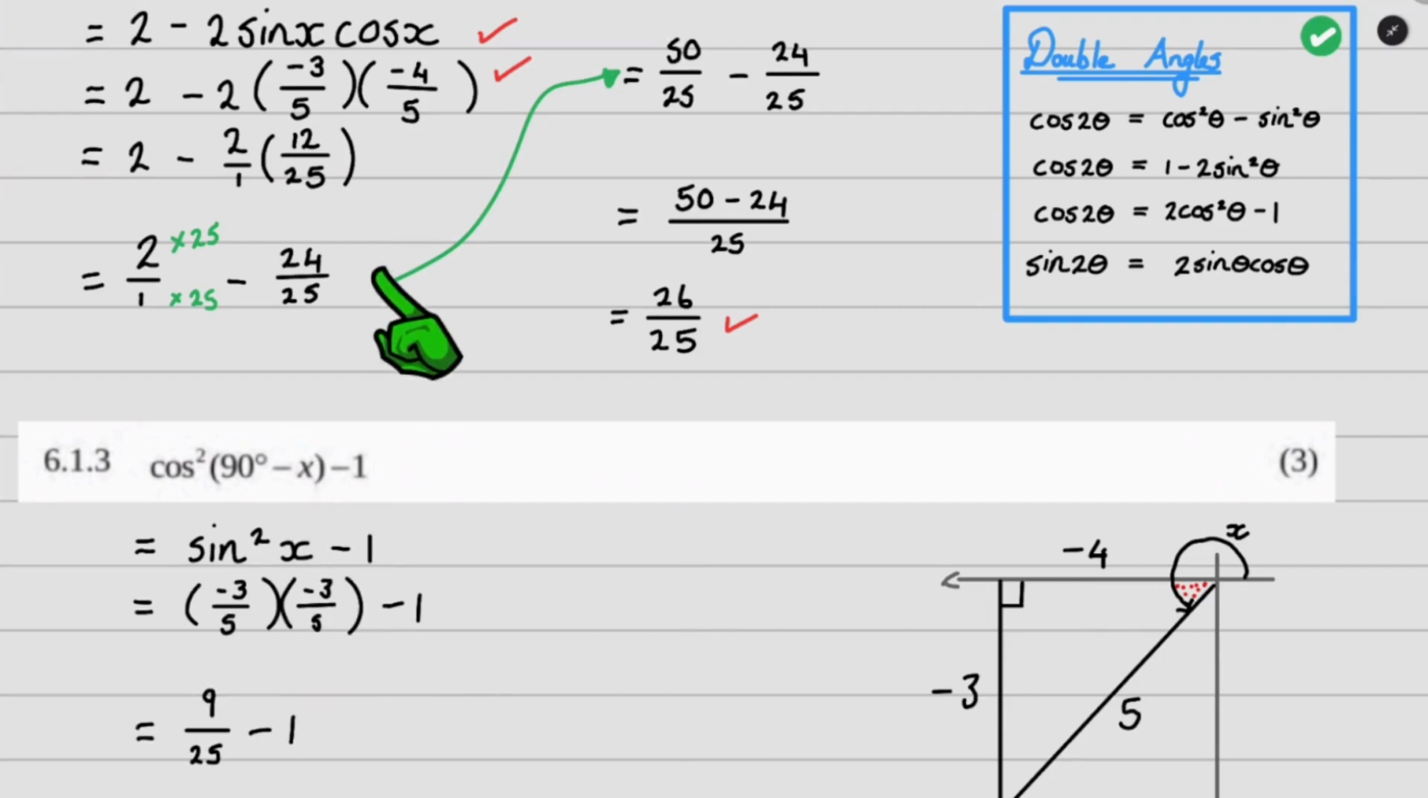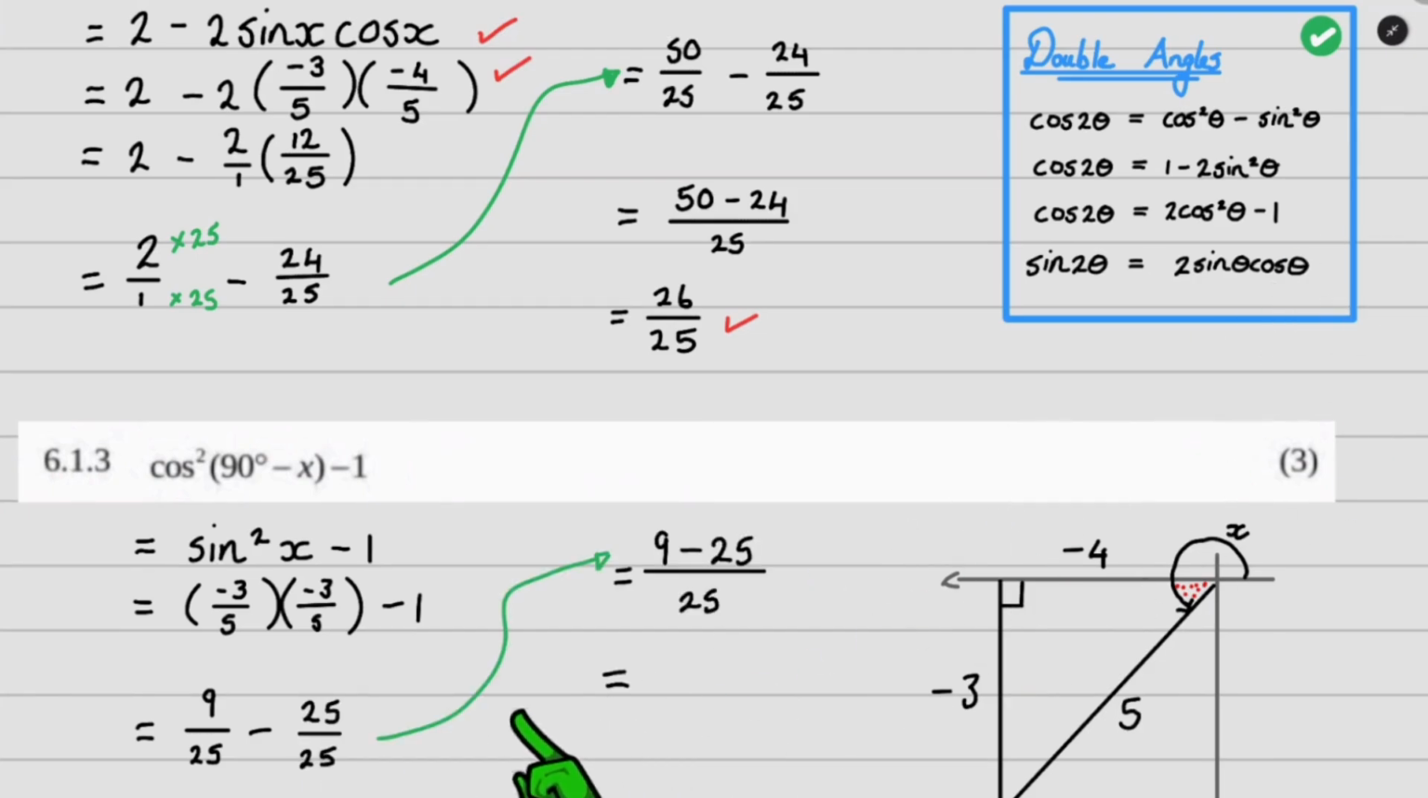Okay, now same story as what we did here. You've got to get an LCD. So I'm going to turn this 1 into 1 over 1. And then times the top and bottom by 25. So it morphs into this, 25 over 25. And then I combine those into one fraction because I have an LCD. And then 9 minus 25 will give me negative 16.